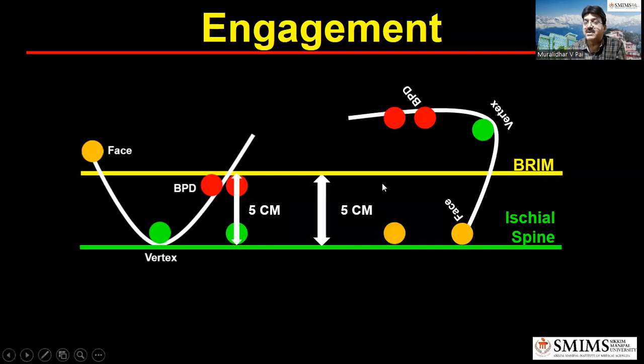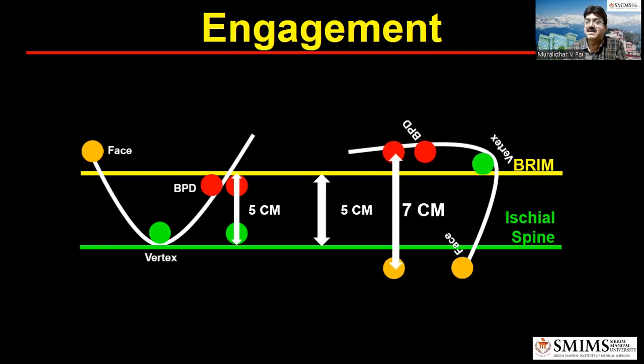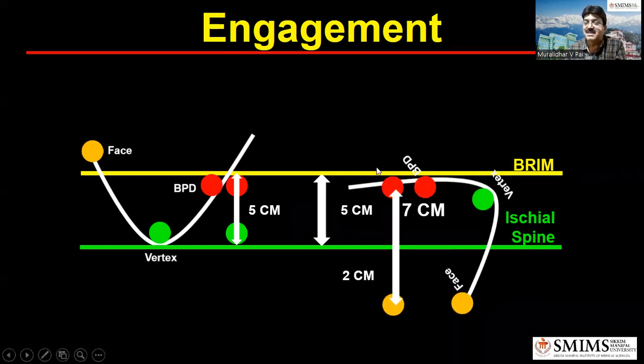The distance between the red dot and the yellow dot now, that is the face and the BPD, is 7 centimeters. So if the face has to be engaged, where should you palpate the face? 2 centimeters below the ischial spine, in other words, +2 station. Now the BPD has crossed the pelvic brim. So in case of face presentation, if you want to confidently say that the face is engaged, the face should be at +2, not at the ischial spine. I hope this picture is very clear. Take a screenshot of this picture.